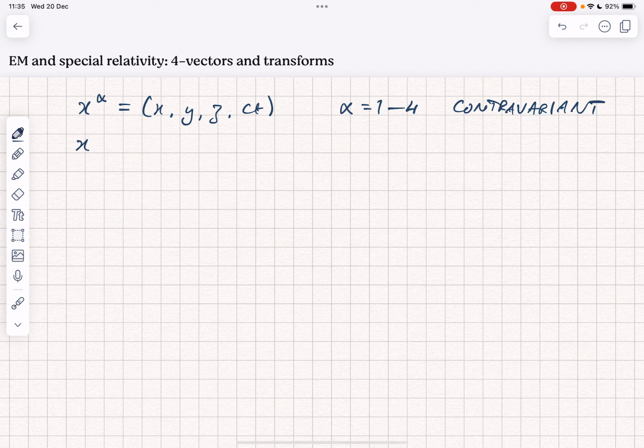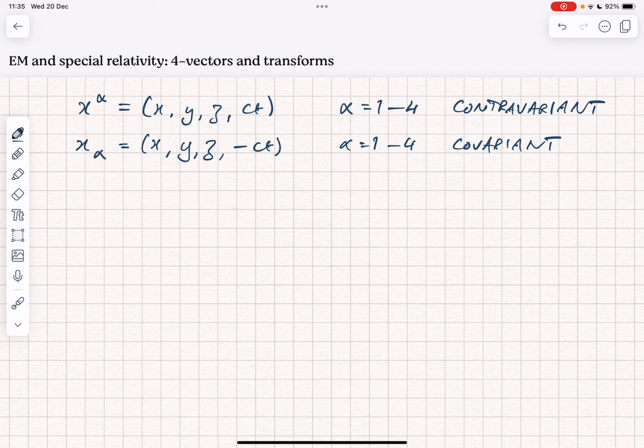So let me introduce what I've already referred to, the covariant vector, X subscript alpha, which is X, Y, Z, and minus CT. Again, alpha goes from 1 to 4, and we call this covariant. So in Cartesian reference frame, in Cartesian coordinates, this kind of transformation is quite simple. The only difference, as you can see, is a change in sign in the time-like component.